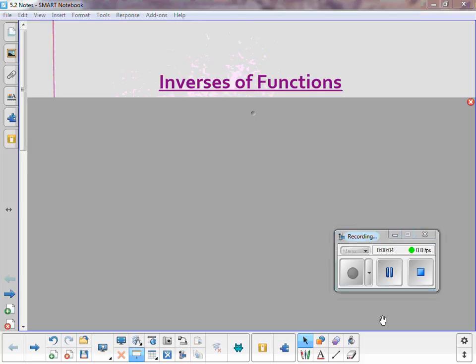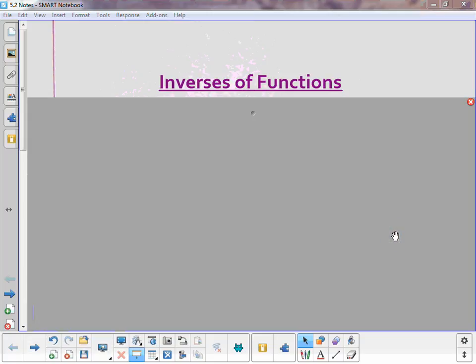All right, the next section that we will learn about is inverses of functions. So if you will write that at the top of your next page in your notes, please. Okay, when you think of an inverse of something, hopefully you think of opposite. And that's exactly what an inverse function is. It's the opposite of what's happening.